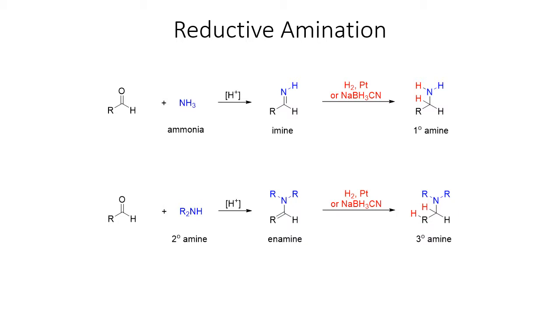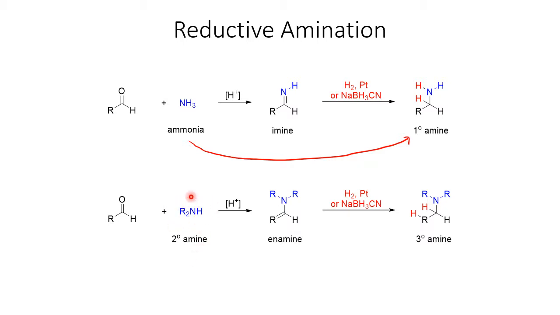So for instance, if we start with ammonia and treating it with our aldehyde in the presence of an acid catalyst, again we're going to form an imine. Then reducing this, we're going to end up with a primary amine. So ultimately, our ammonia is generating the primary amine. We're going to constantly add one R group to our nitrogen.